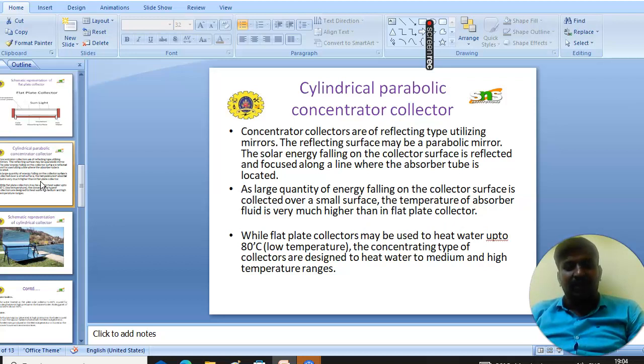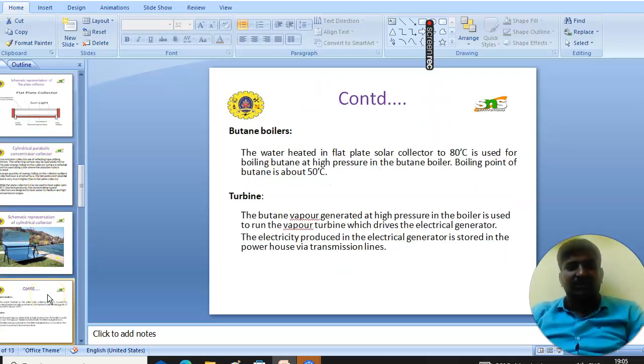While the flat plate collector may be used to heat water up to 80 degrees Celsius, the concentrated type of collectors are designed to heat water to medium and high temperature ranges. Next will be the butane boiler. The water heated in the flat plate collector to 80 degrees is used for boiling butane at high temperature in the butane boiler. The boiling point of butane is about 50 Celsius.